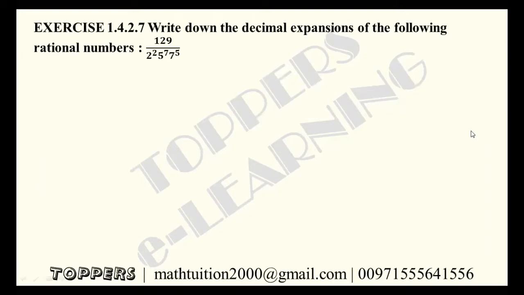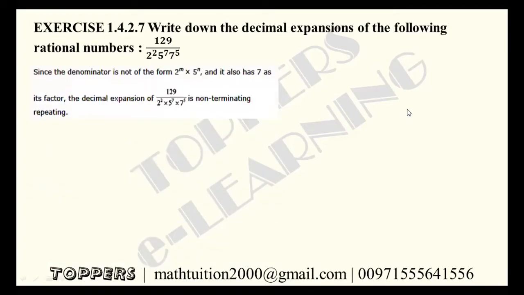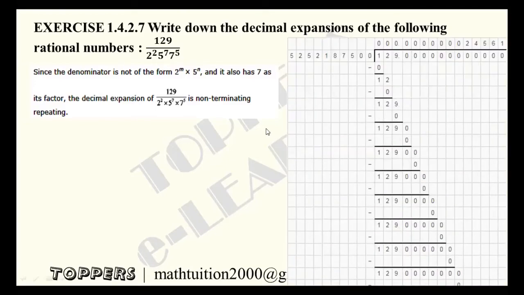Now let us go for the next one. 129 divided by 2 raised to 2 into 5 raised to 7 into 7 raised to 7. Here, other than 2 and 5, we have 7 also. So what is the decimal expansion? Non-terminating, repeating, non-terminating, recurring. Here 2 raised to 2 into 5 raised to 7 into 7 raised to 5, we are getting a big number, 52752187500. So we have 129 on division.